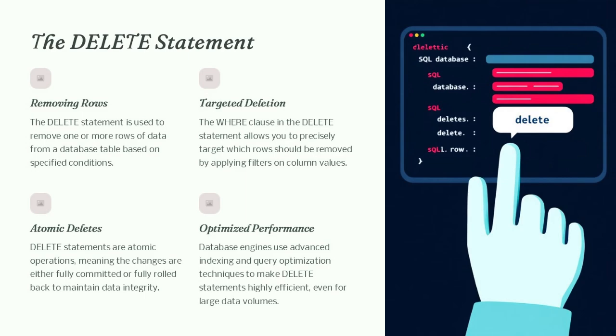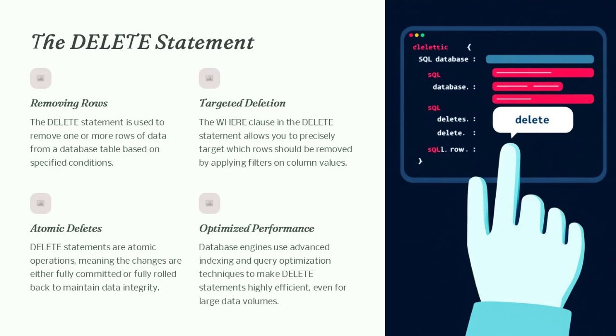The delete statement is a powerful SQL command that allows you to remove specific rows of data from a database table. It gives you precise control over which rows to delete by using the where clause to apply filters on column values. Delete statements are atomic operations, meaning the changes are either fully committed or fully rolled back, ensuring data integrity. Database engines use advanced indexing and optimization techniques to make delete statements highly efficient, even when dealing with large data volumes. Careful use of the delete statement can help you maintain a clean and organized database by removing unnecessary or outdated information.